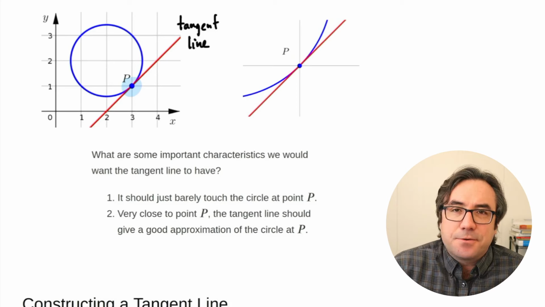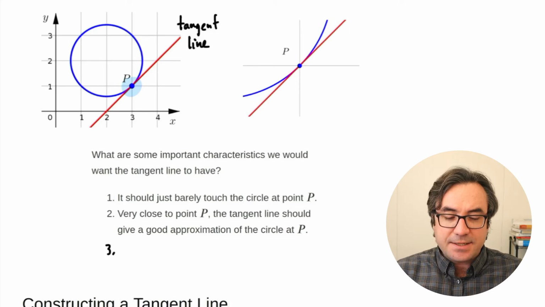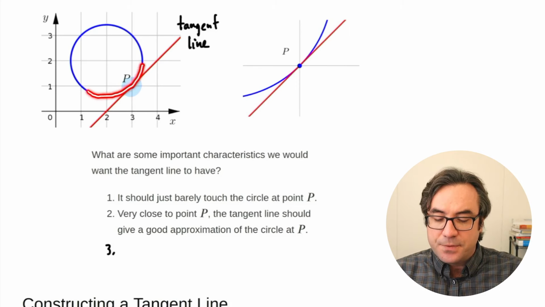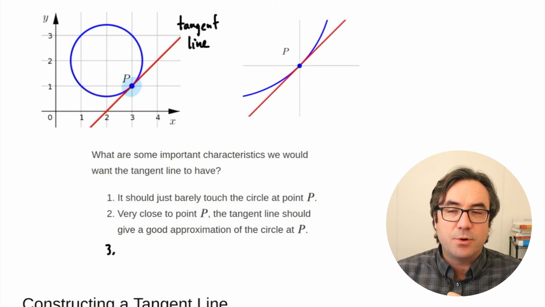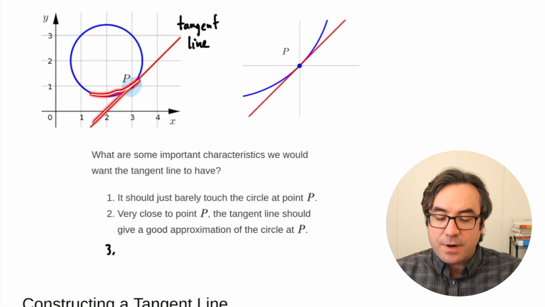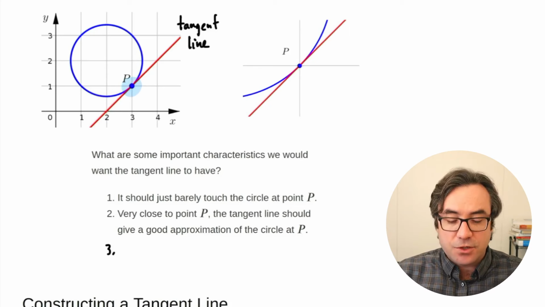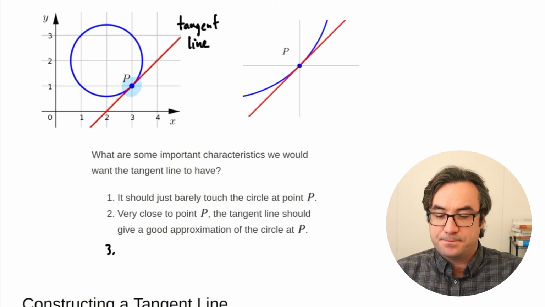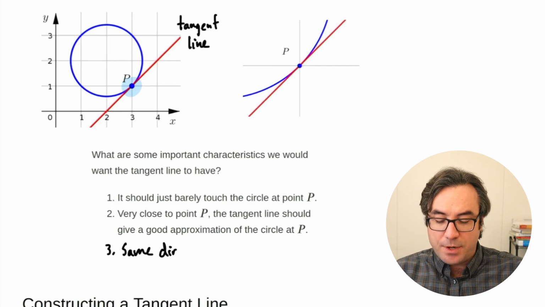And another characteristic, similar to the second one here, is that if we're traveling around this circle, so imagine a little particle moving around this circle here, and a particle moving along this line. Once the particle gets to that point P, and once it gets to point P on this line, it's traveling in the same direction. So at that point P, the tangent line and the circle should have the same direction.